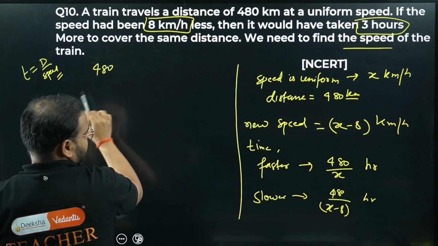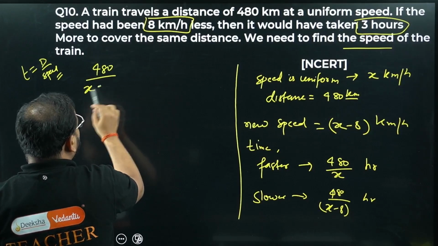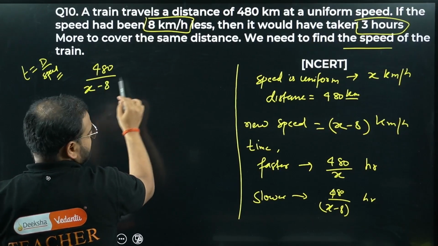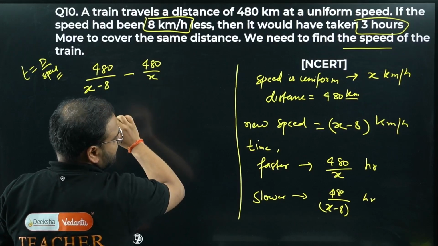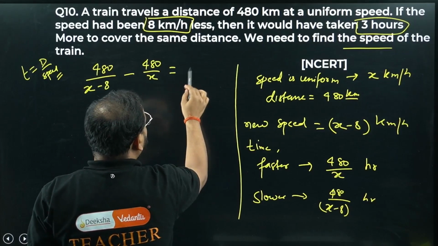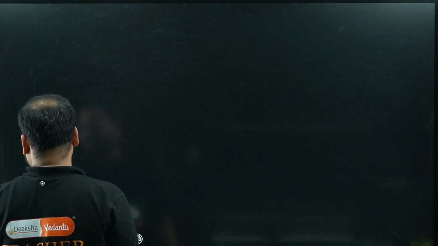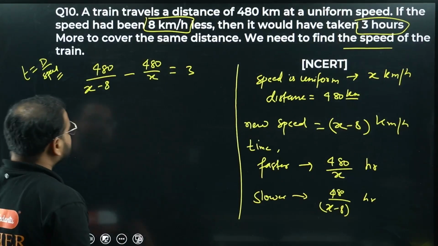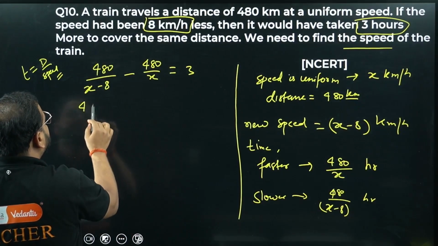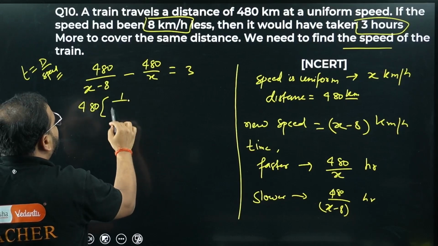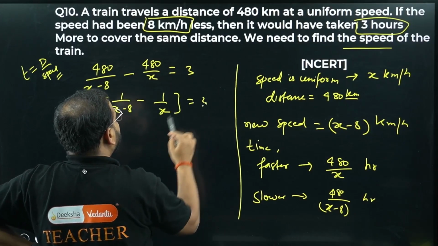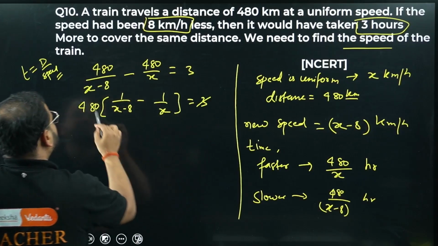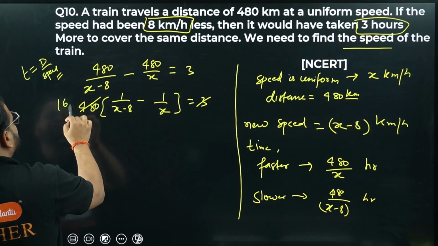480 upon x minus 8, minus 480 upon x, equals 3 hours. The difference is 3 hours. Now I can take 480 common: 1 by x minus 8 minus 1 by x equals 3. Cancel this 3 with 480, to get 160.